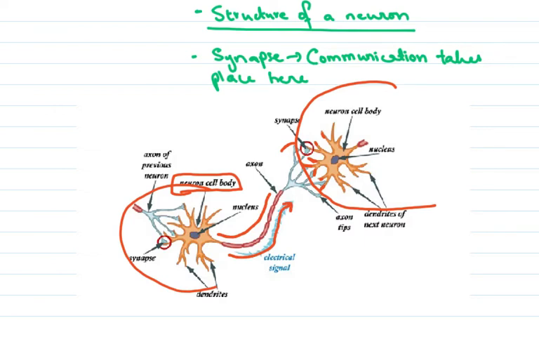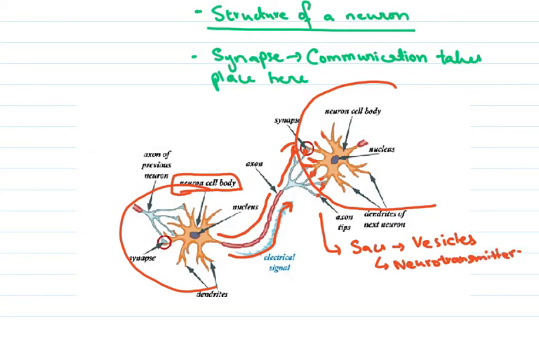Now the axon, last time we also talked about this, ends in what are called terminal buttons. So these buttons here that you see, these are terminal buttons. Now these terminal buttons have these little sacs inside them, which are called the vesicles. And these vesicles carry neurotransmitters, which are chemical substances. We'll look at what sort of neurotransmitters are found in the body in the next section.